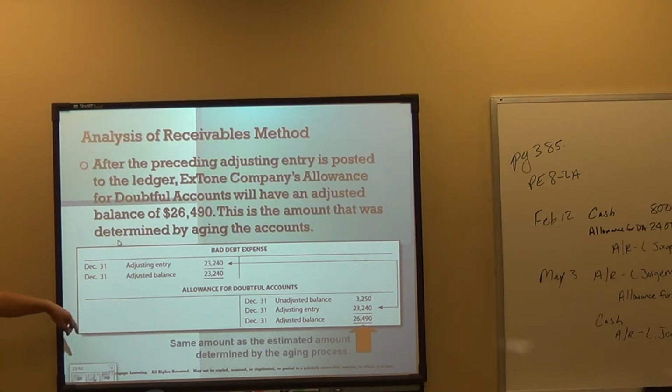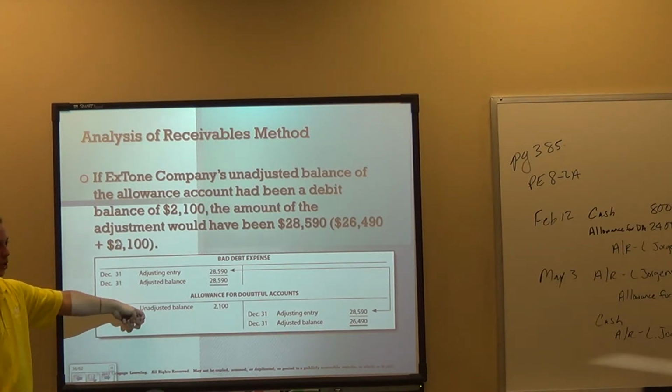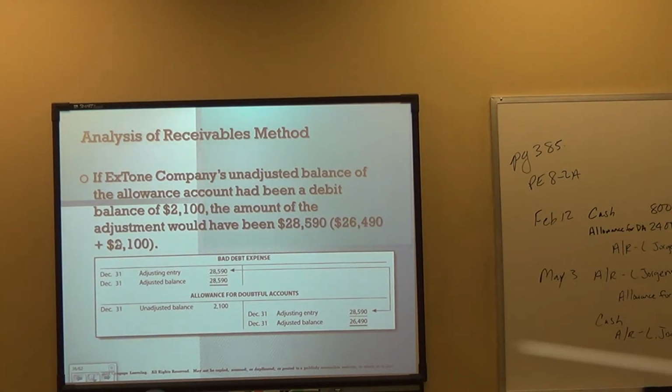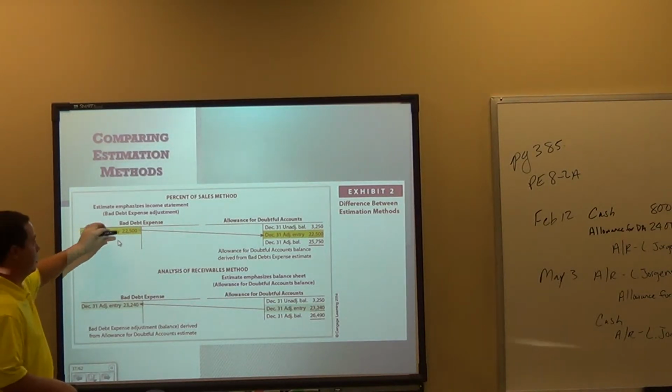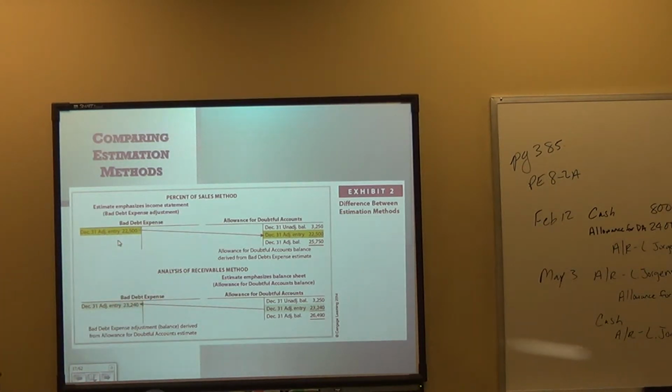This one here, we were short already, so we need to add more. And this is kind of what it looks like there. That should be in your book, basically showing all those things and what it means to each of those accounts, looking at the T accounts. So you can see the different T accounts and how they work. So this is the percentage of sales. This is our analysis for the receivables method there.